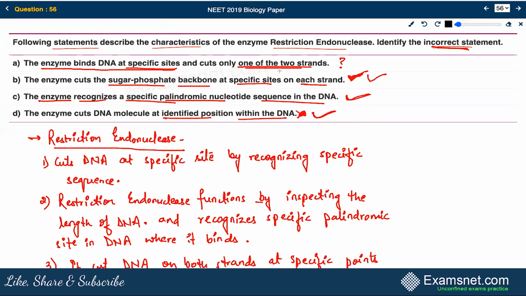And it cuts only one of the two strands, that has been written over here. Not only one of the two strands, it is going to cut both the strands of the DNA. That's why this statement is the incorrect statement, and with regard to this, it will be the correct answer. Option number A is the incorrect statement. All right, so that will be the case.